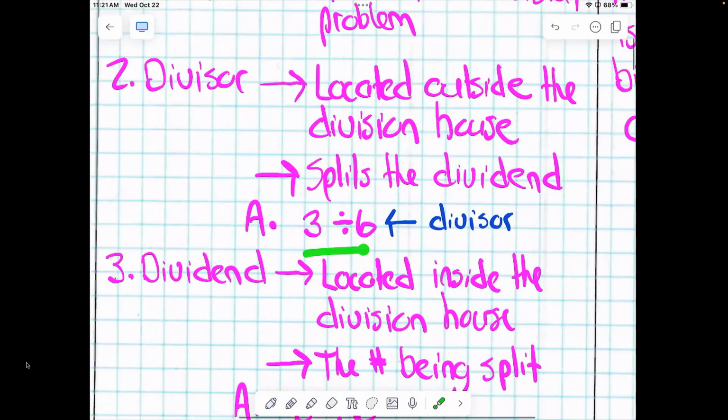I love this. 3 divided by 6. What number goes inside the box? Listen to my question. 3 divided by 6. What number goes inside the box? The 3. 3 divided by 6, right? What is this number considered? So that one goes outside the box, yes? Yes.